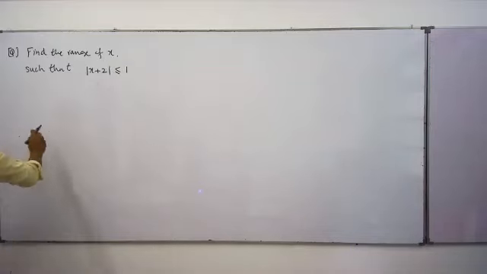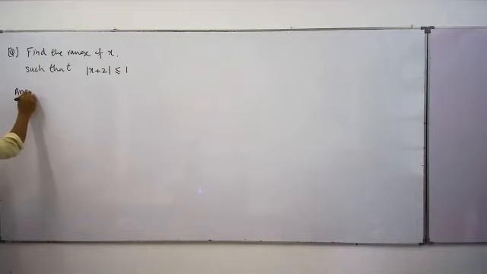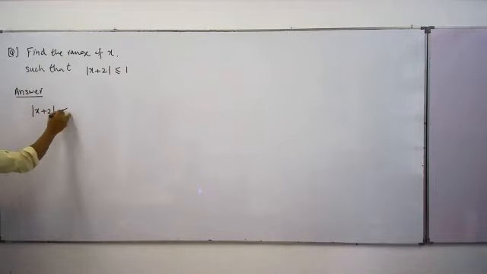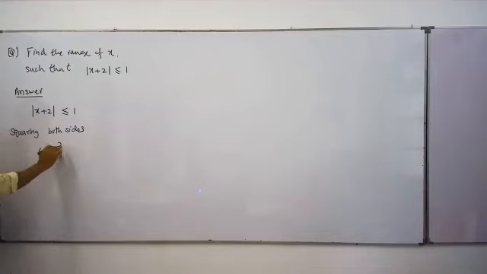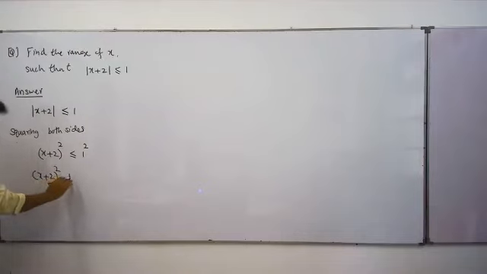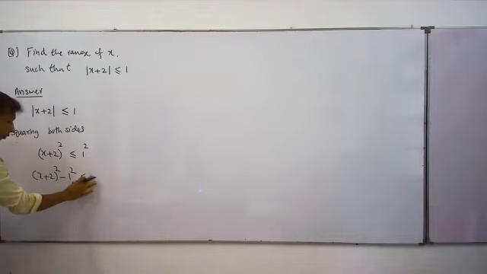Now we can write mod x plus 2 is less than or equal to 1. We can square both sides. When you square the modulus, it will eliminate. Then we get x plus 2 squared less than or equal to 1 squared. Now I can bring this right hand side 1 squared to the left hand side like this. We get right hand side now 0.